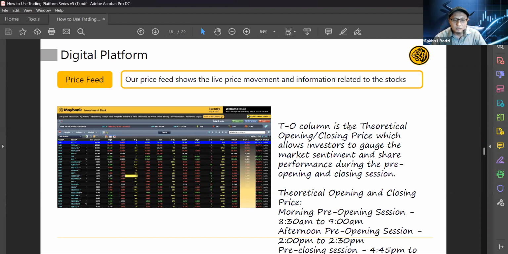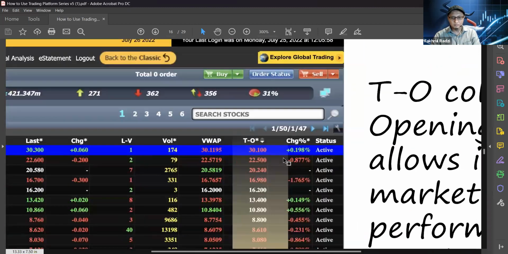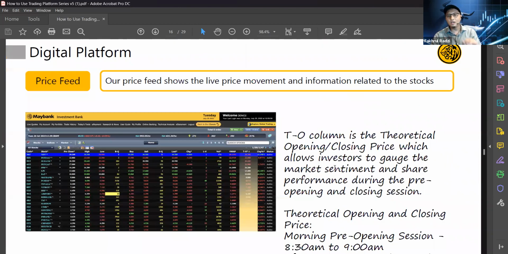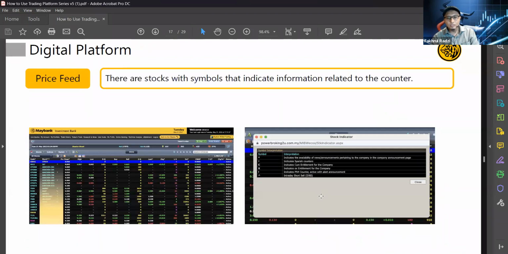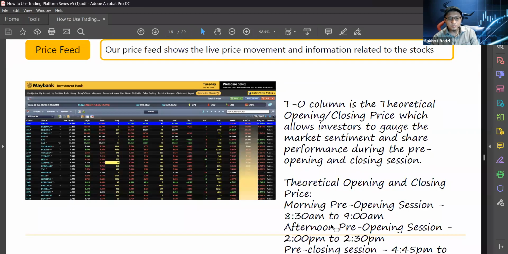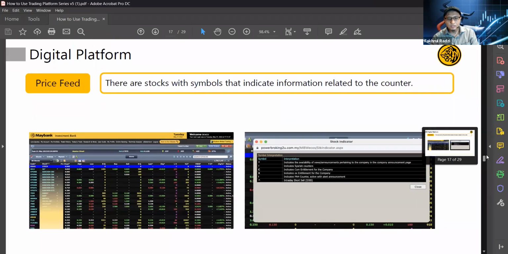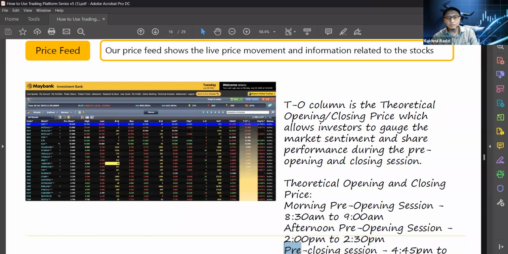The TO column is the theoretical opening closing price. What is TO? Theoretical opening. The theoretical opening closing price allows investors to gauge the market sentiment and share performance during the pre-opening and closing session. For example, at 8:30 a.m. until 9 a.m., and in the afternoon, 2 p.m. until 2:30 p.m. This is the time of the pre-closing session, kat bawah ni, 4:45 p.m. Just discussing with you guys.